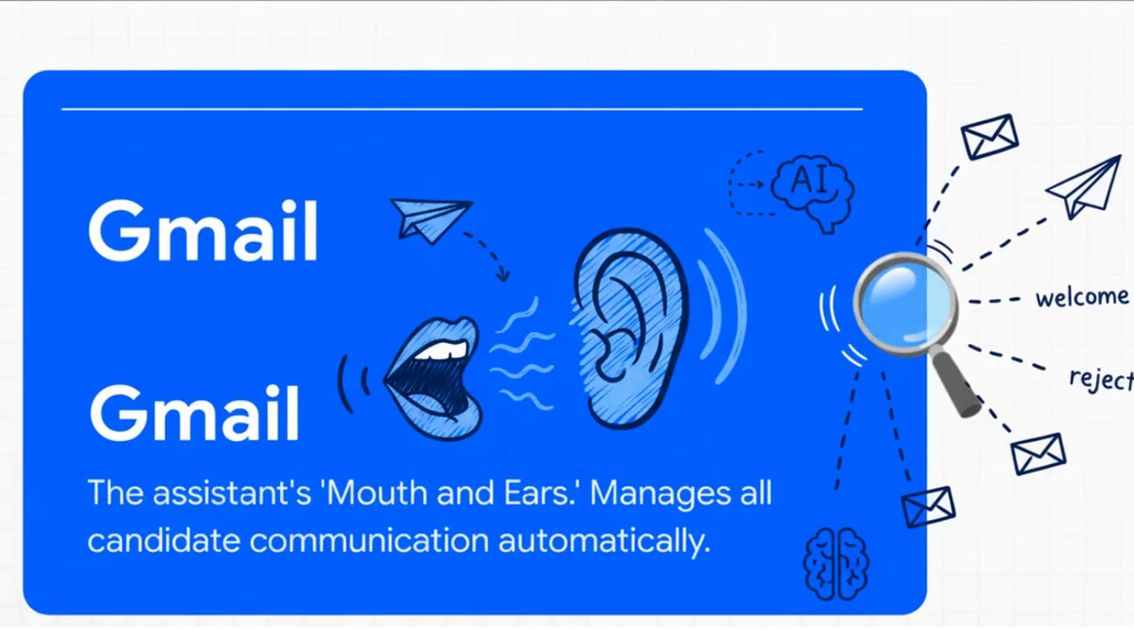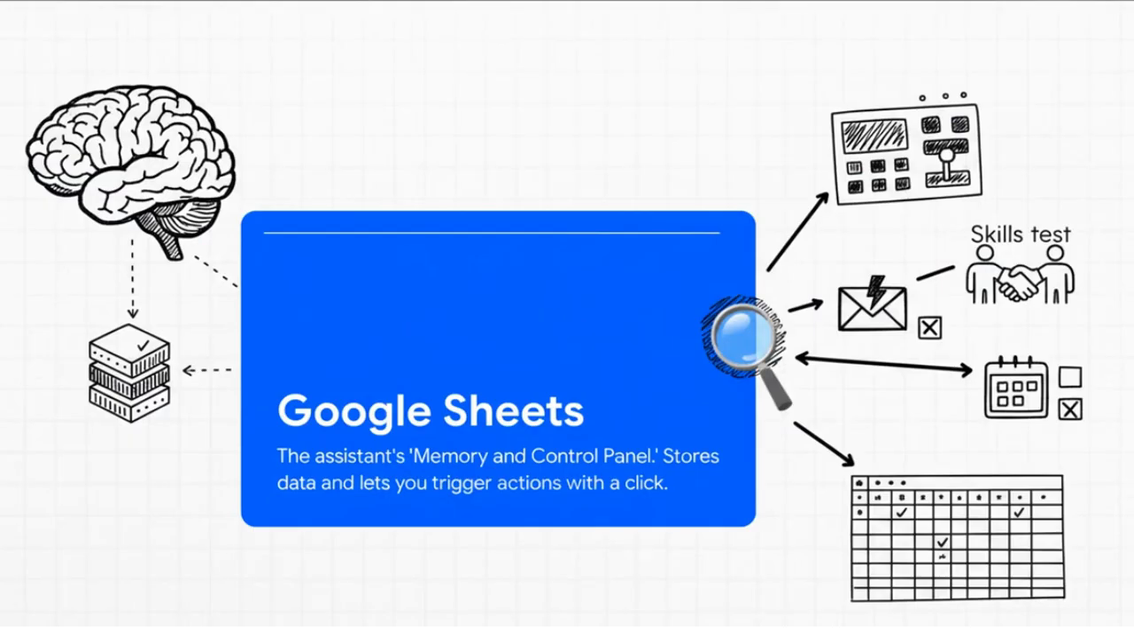Okay, first up, Gmail. Just think of this as your assistant's mouth and ears. It's what sends out all the automated messages, from the first hello to the final decision, and it's always listening for new applications to come in. All of this happens without you having to lift a finger. Next, Google Sheets, and this part is just brilliant. It does 2 things. It's the assistant's memory, storing every single piece of info about your candidates, but it's also your control panel. You can kick off these complex actions, like sending a skills test or an interview invite, just by checking a little box in a spreadsheet.